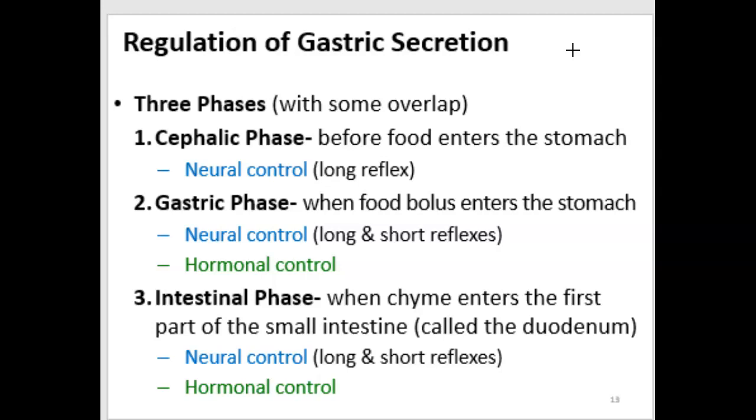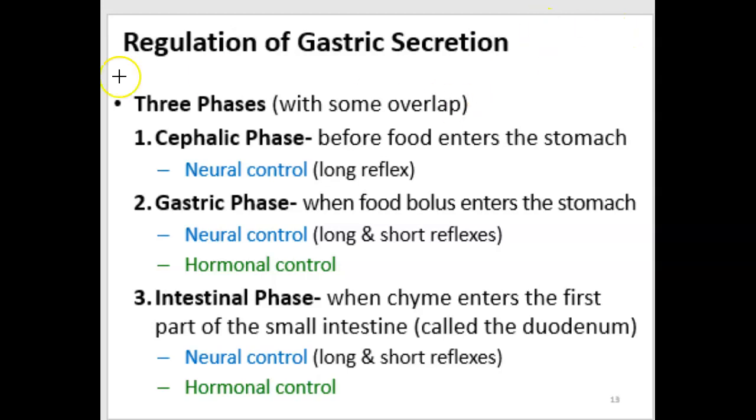The 3 phases are called the cephalic phase, the gastric phase, and the intestinal phase. Now there's overlap, like the cephalic phase might not be completely done by the time the gastric phase starts, and likewise the gastric phase might creep into parts of the intestinal phase, but we know there are specific mechanisms that occur in each of these phases.